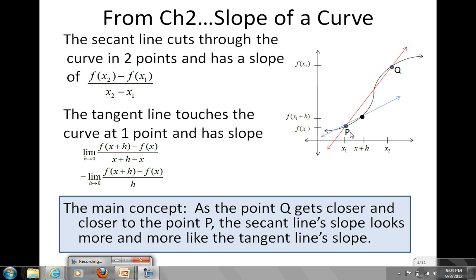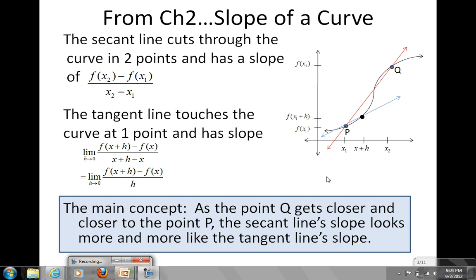Well, the problem is, of course, we really want the slope of the curve at point P, not the secant line going through P and Q. So the concept is we take Q to be closer and closer to P, and then that red line that is our secant line will start looking more and more, maybe like this blue line, or even closer to P, it starts looking like a line that's tangent to the curve at P, which is really what we want. So by definition, the slope of a curve at a point is equal to the slope of the line that's tangent to the curve at that point.